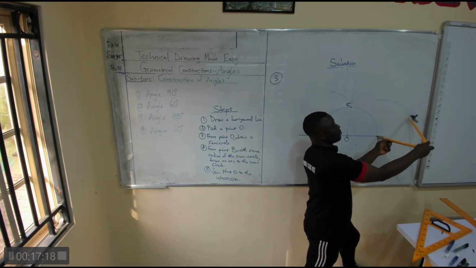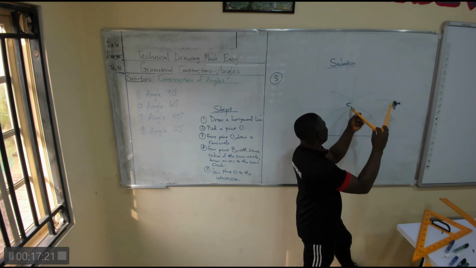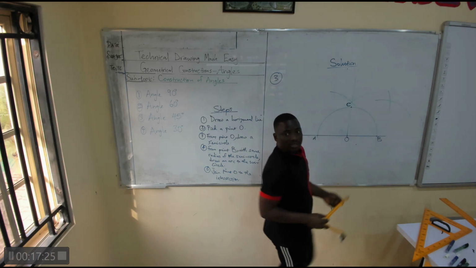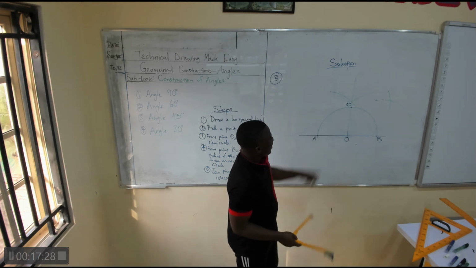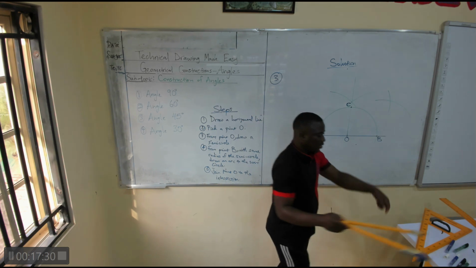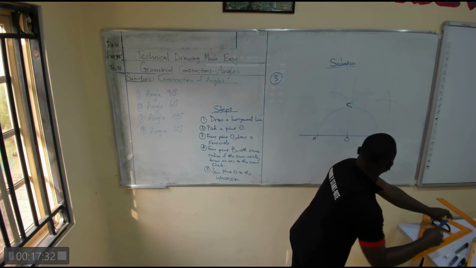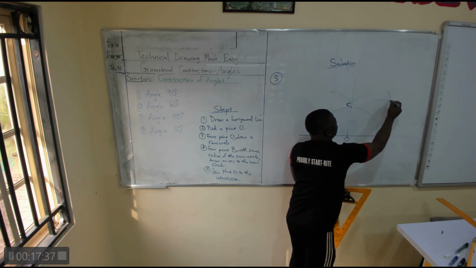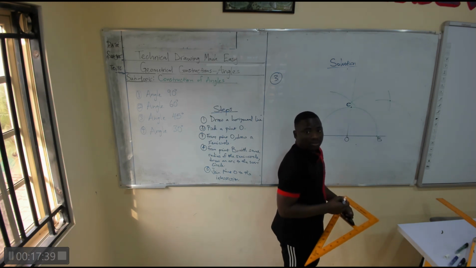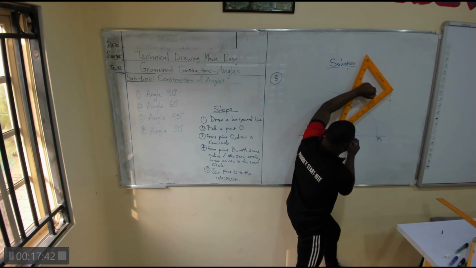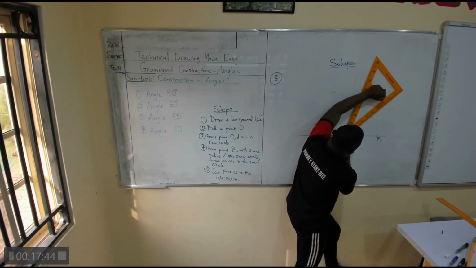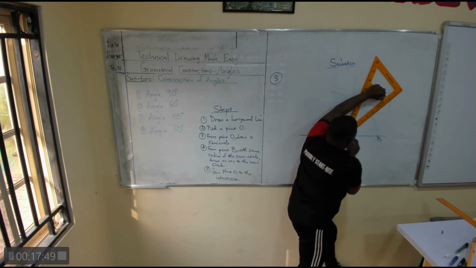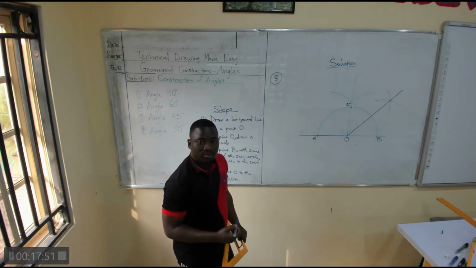Then strike an arc forward. Can you see my own? Good. At point C, strike another arc forward. Good. So you place it at point B and point C and you strike arcs. Then we have an intersection here. Good. So you can now join from point O to the intersection like this. Can you see my own?